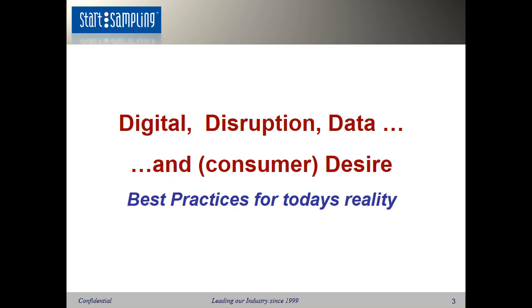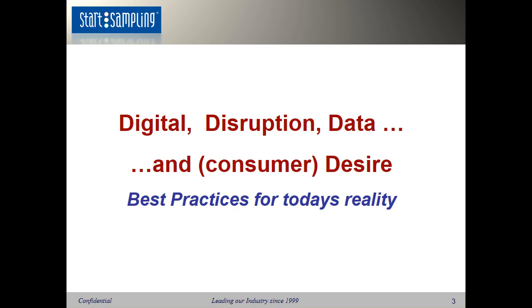As John said, one of the things I'm going to talk about is digital disruption, data, and consumer desire, and talk about best practices. My bias is a sampling perspective, but many of the best practices we'll be talking about apply regardless of tactic in terms of how one deals with data in this new world.